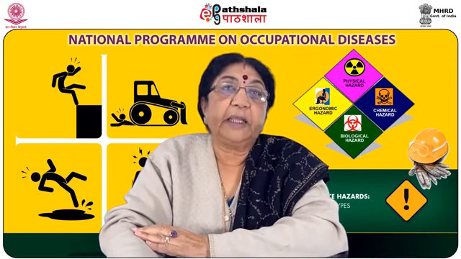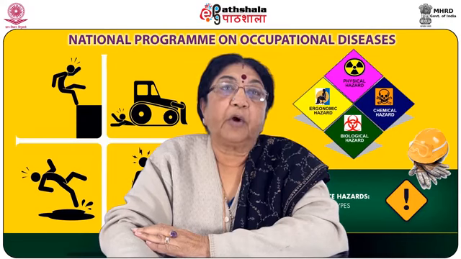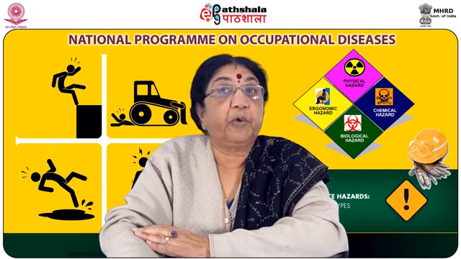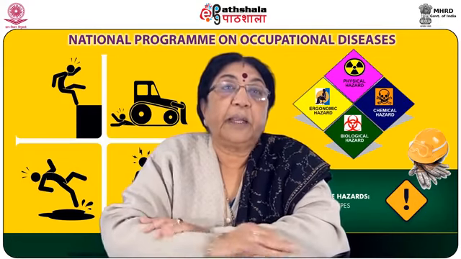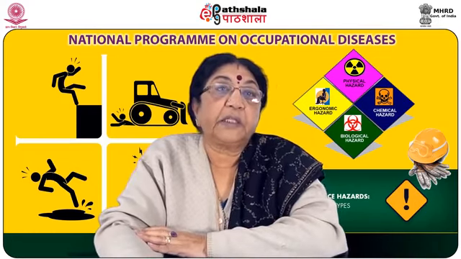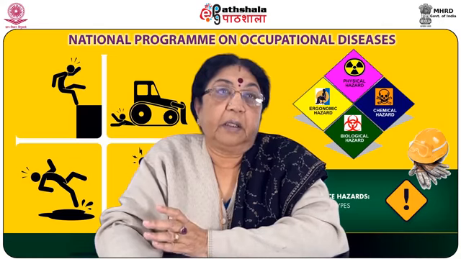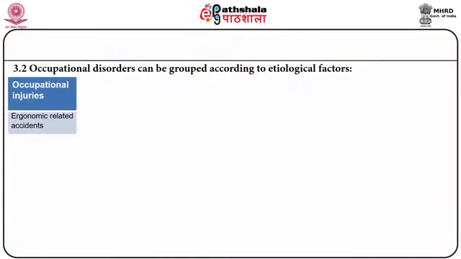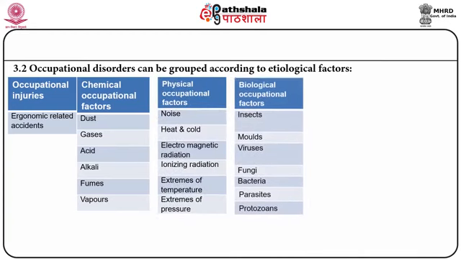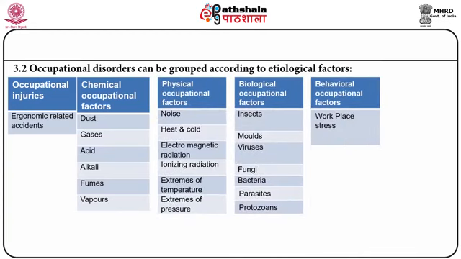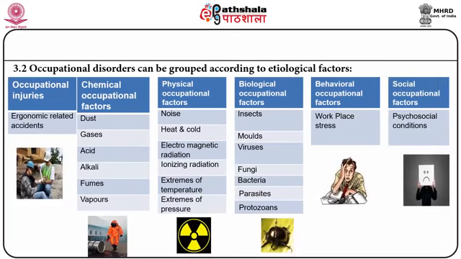Now, we have a very nice chart which shows that occupational disorders could also be grouped by etiological factors, and I would like to comment on this. Occupational injuries: ergonomic related injuries, which means while they are working, there could be physical injuries. This could happen anywhere, in wood cutting or on the road. People making roads, they are digging. Now they could injure themselves. So these will all fall into this category.